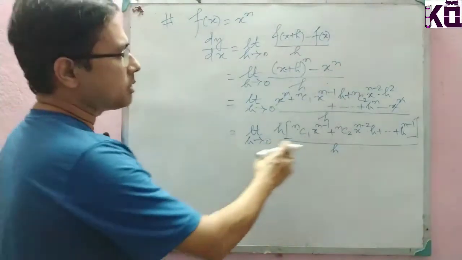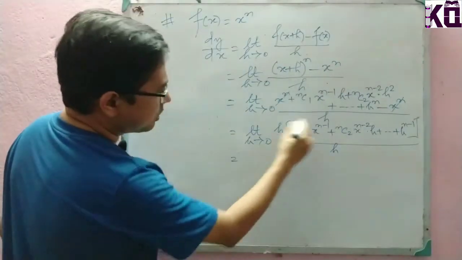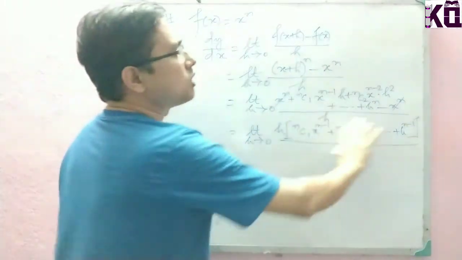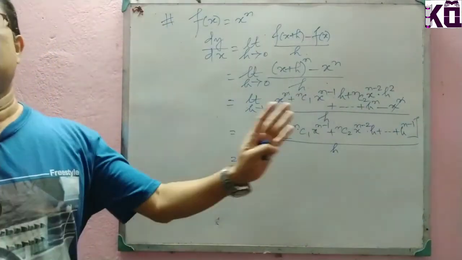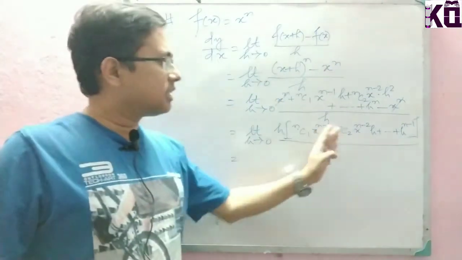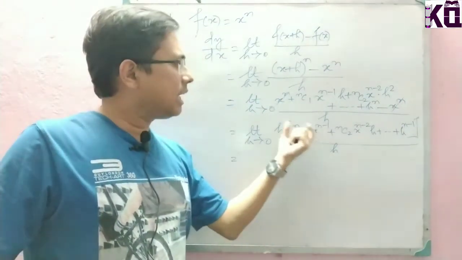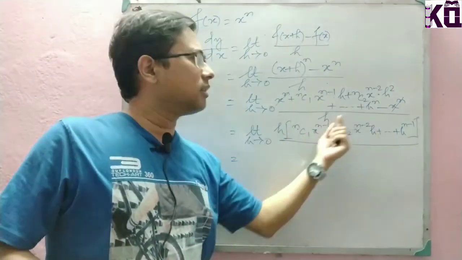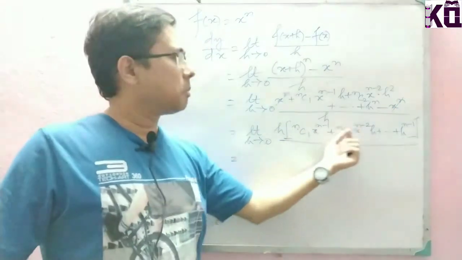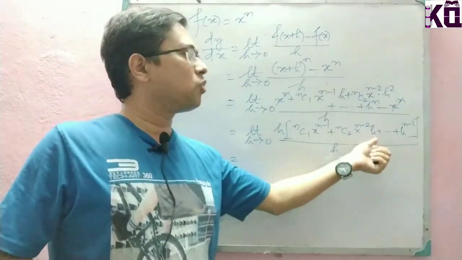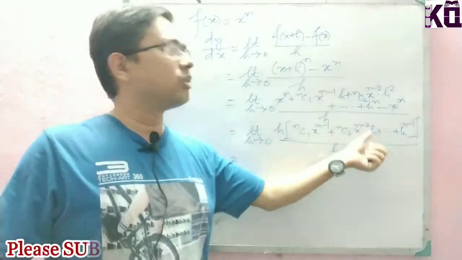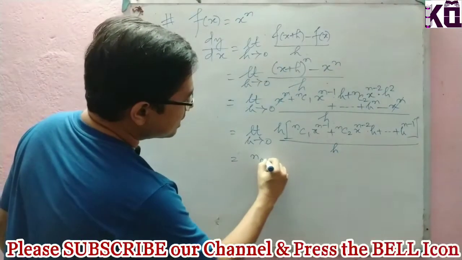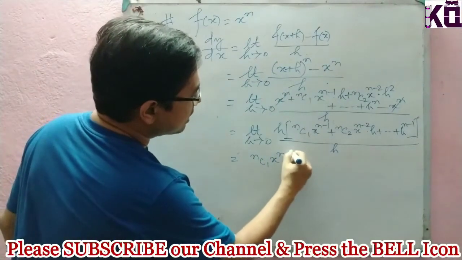So finally, if I put the value of h equal to 0 anywhere in the equation, then only nC1 x to the power n minus 1 remains, and all the other terms of the numerator must be equal to 0 when we put h equal to 0. So finally the expression is nC1 x to the power n minus 1.